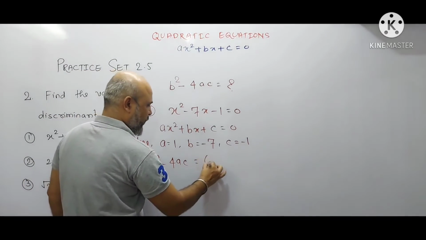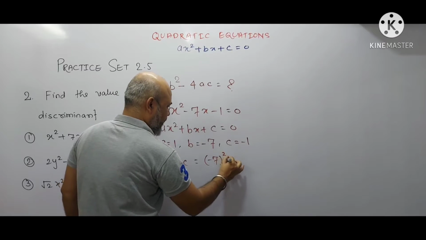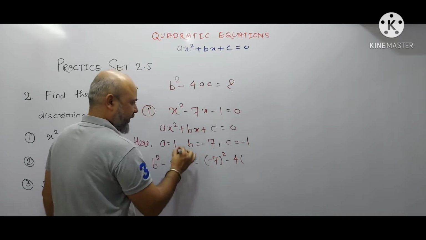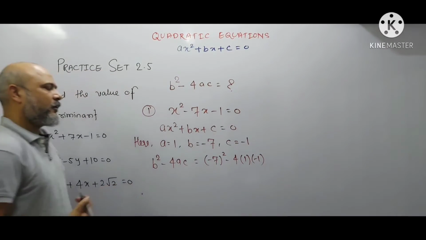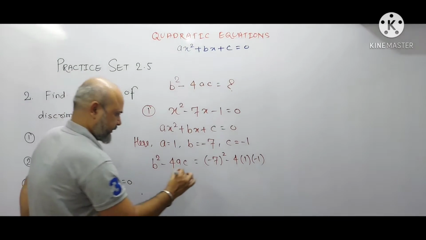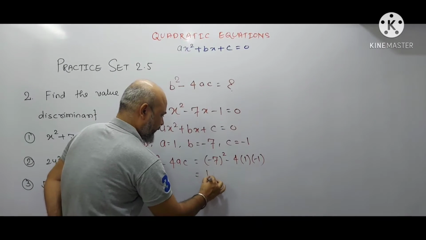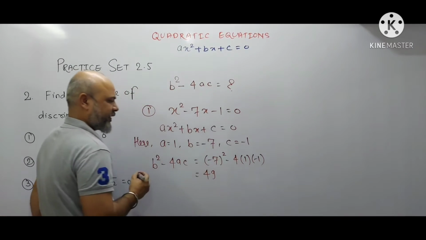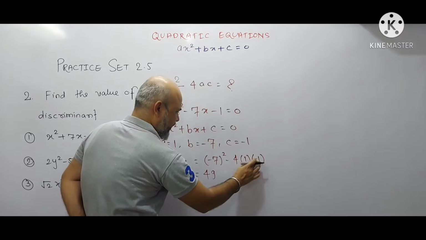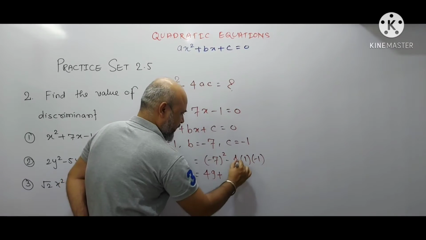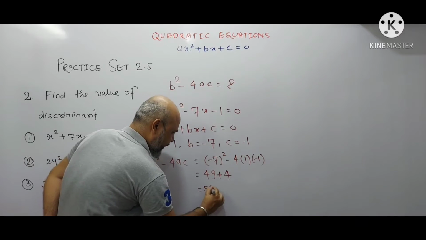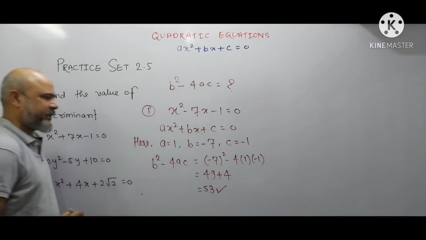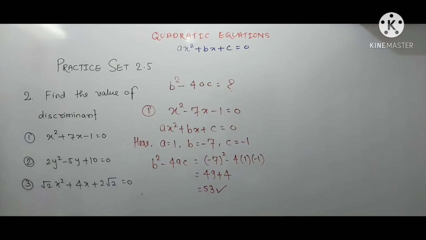So b square means what? Minus 7 square minus 4. What is a? a is 1. And what is c? c is also minus 1. So this will be 49. Minus 7 square is plus 49. 4 ones are 4. So 49 plus 4 is 53. So the value of discriminant is 53.